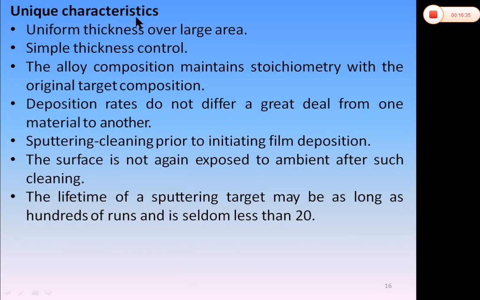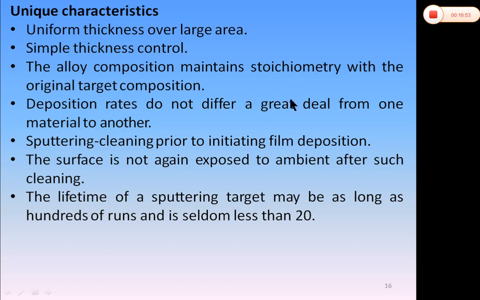Unique characteristics of sputtering: uniform thickness over a large area. Simple thickness control is very important. The film composition maintains stoichiometry with the original target. Deposition rates do not differ a great deal from one material to another. That is my most important step.